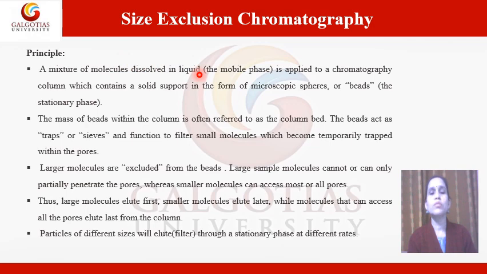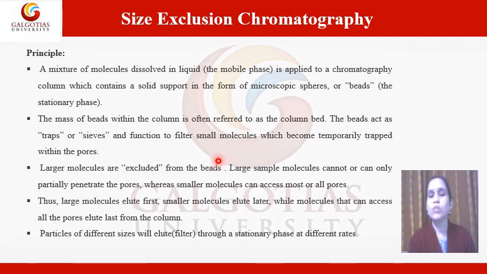So what is the principle in size exclusion chromatography? Here the mixture of molecules dissolved in a mobile phase is applied to the chromatographic column. This chromatographic column contains a solid stationary phase of microscopic spheres, that are known as beads. The mass of the beads within the column is referred to as the column bed. The beads will act as a sieve here, which will filter the small molecules, which become temporarily trapped within the pores. So in size exclusion chromatography, the components will separate on the basis of size.